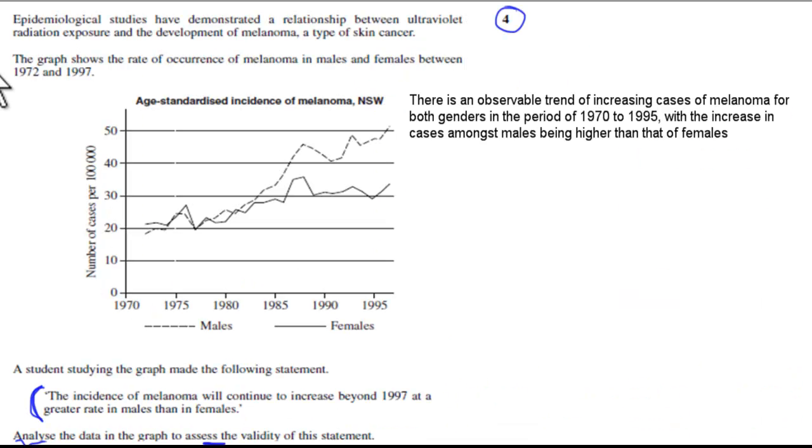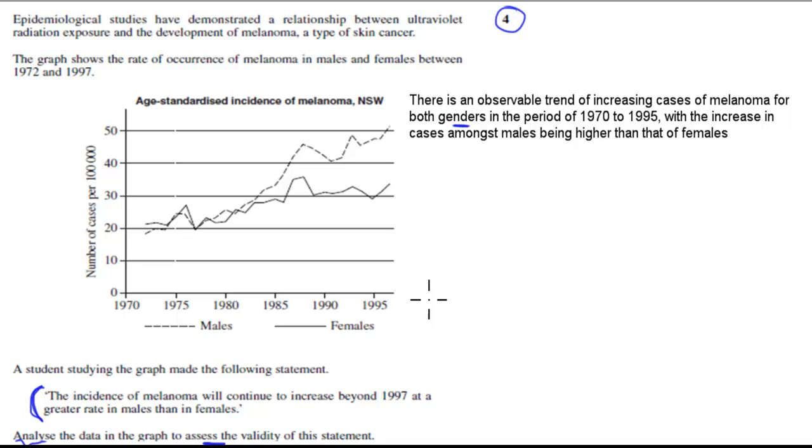Right, so I'll show you my sample answer. There is an observable trend of increasing cases of melanoma for both genders. So this is just saying that there's an overall increase in the period of 1970 to 1995, with the increases in the cases amongst males being higher than that of females. This is just my statement, right? That's for getting 1 mark, you've got to get that.